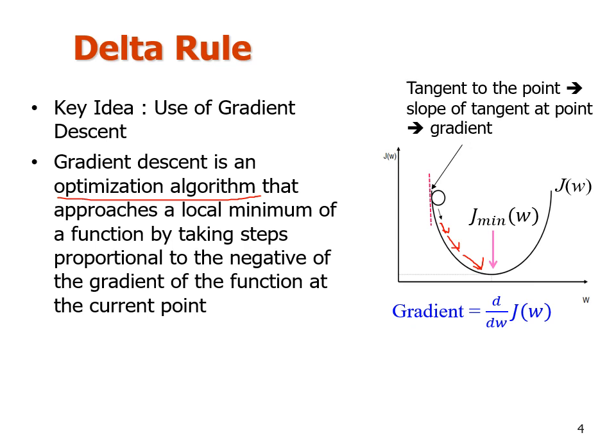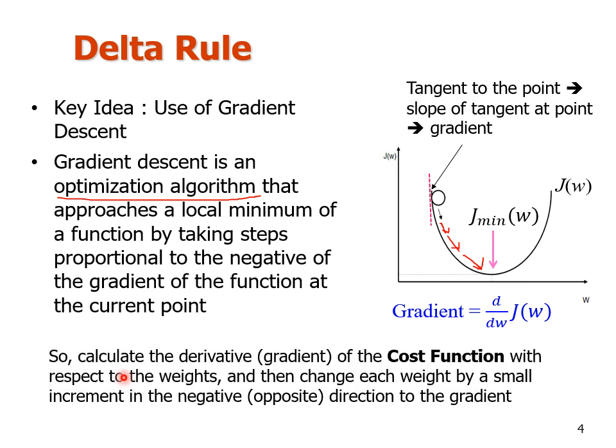In fact, we had a detailed discussion about gradient descent earlier. So in a sense, here what we are going to do is calculate the derivative or gradient of the cost function with respect to the weights, and then change each weight by a small increment in the negative direction to the gradient. And this is how, considering all the weights, we are going to apply gradient descent to reach the global minima.